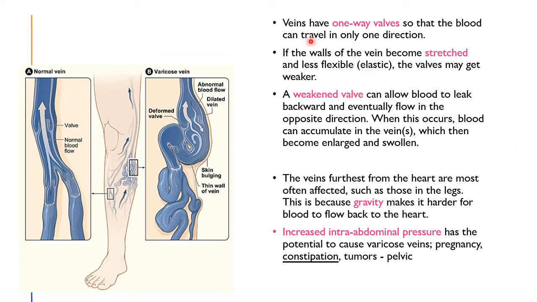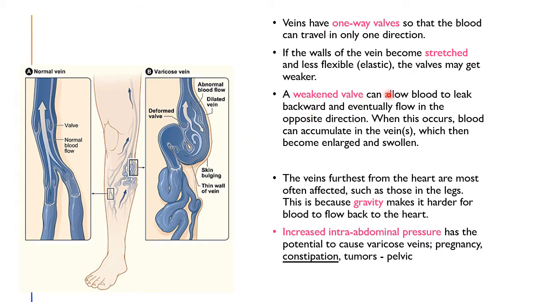Varicose veins, how do they come about? Veins have one-way valves so that the blood can travel in one direction, usually from the periphery, from the foot, up to the heart. If the walls of the veins become stretched and less flexible, less elastic, the valves may get weaker. Okay, when the walls become stretched, the valves become weaker and become incompetent.